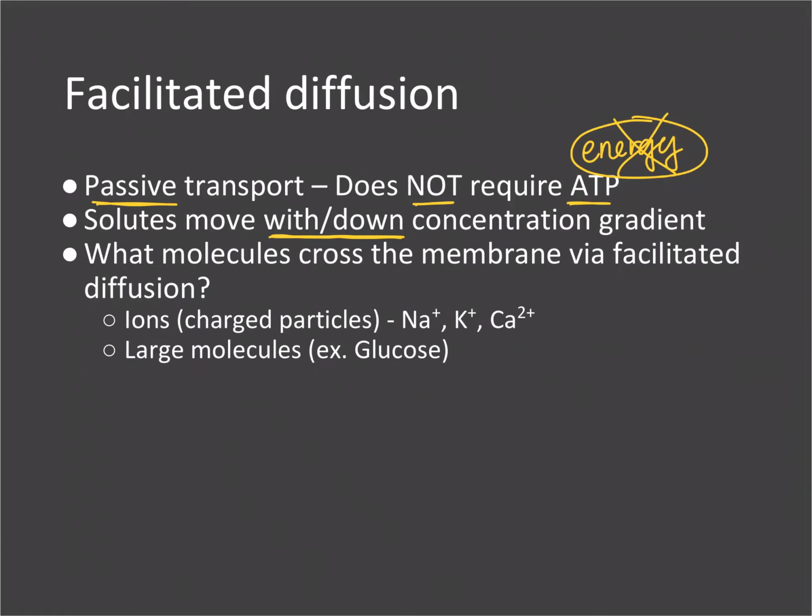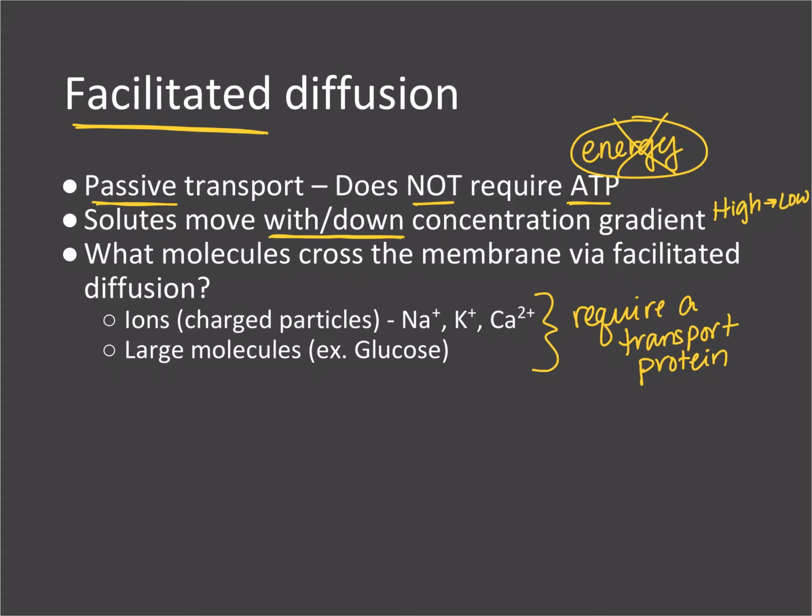Now, one main difference between facilitated diffusion and simple diffusion is the substances that are crossing the cell membrane. Because remember, these are substances that require a transport protein. So things that don't require a transport protein are going to be able to cross the cell membrane by simple diffusion. But things that require a transport protein are going to travel by facilitated diffusion. So these are things like our ions and other charged particles.